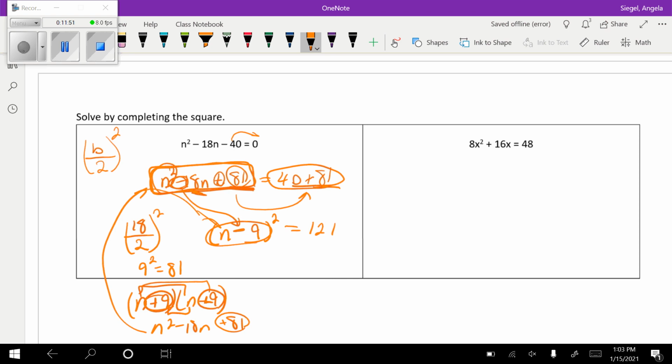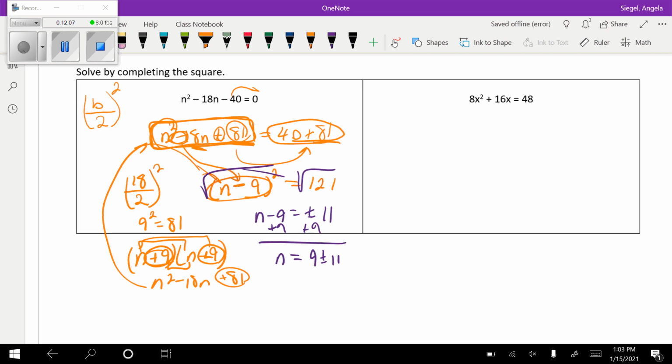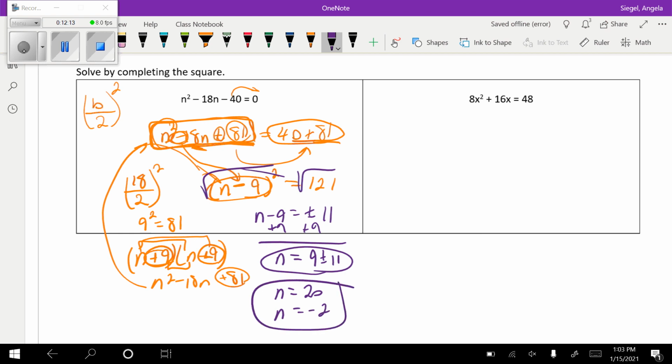From here, I'm just going to take the square root of both sides, and I get n minus 9 equals plus or minus 11. I'm going to add 9 to both sides. So n equals 9 plus or minus 11. Remember, we need to take this in two different pieces. So 9 plus 11 is 20, and 9 minus 11 is negative 2.